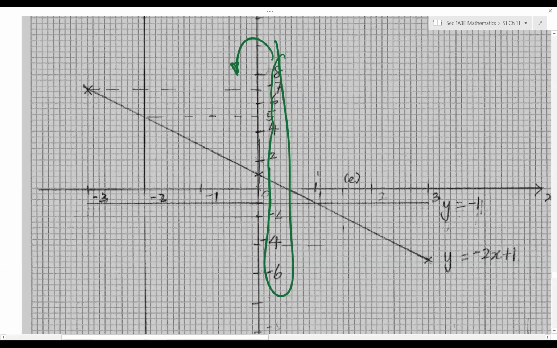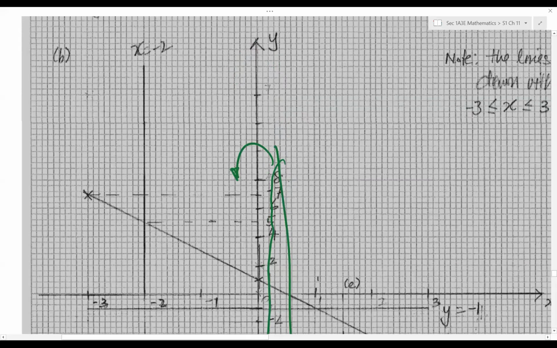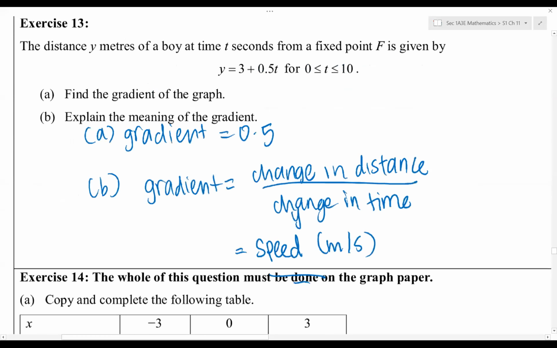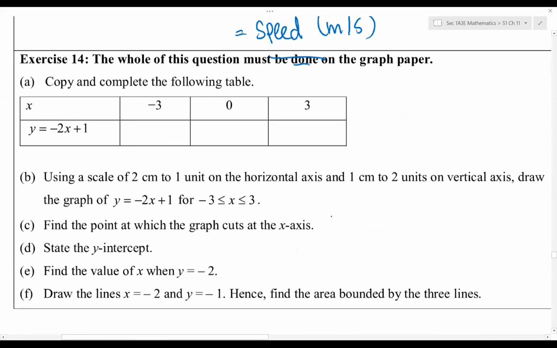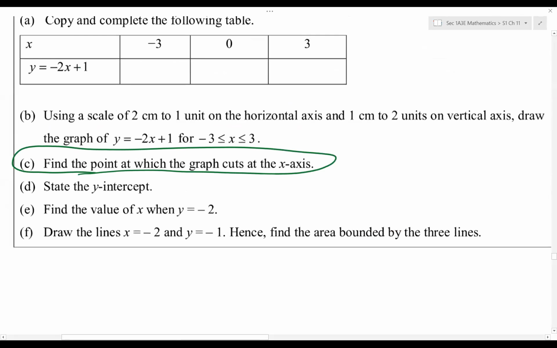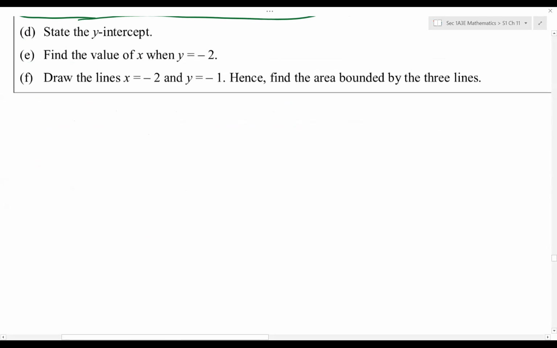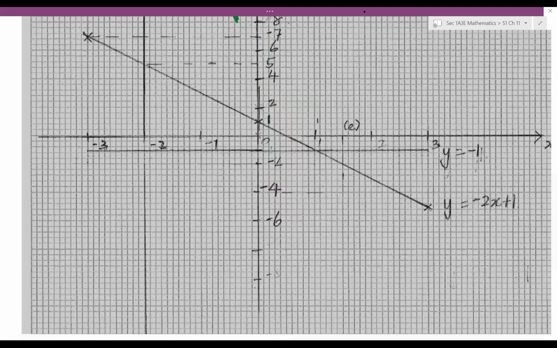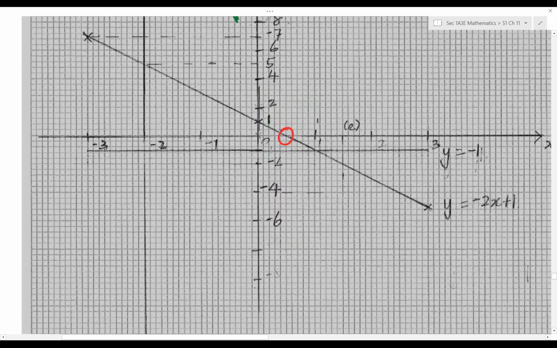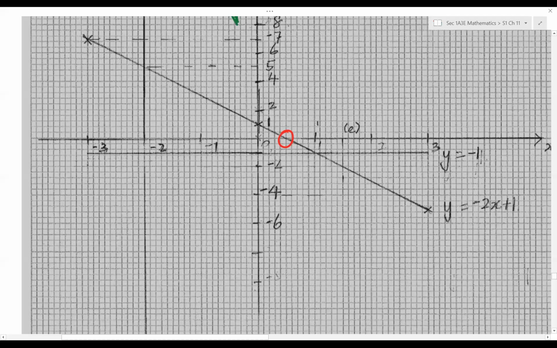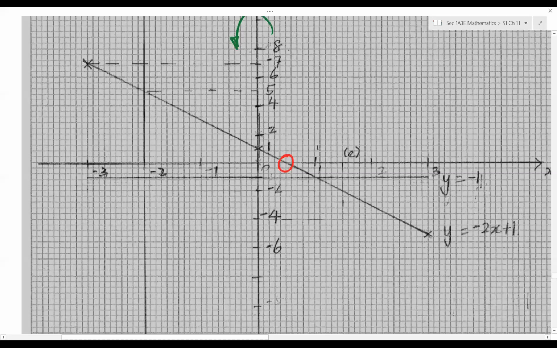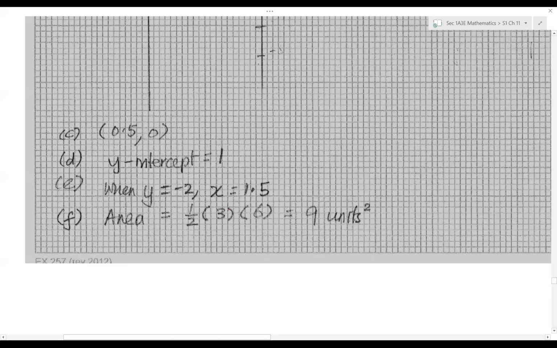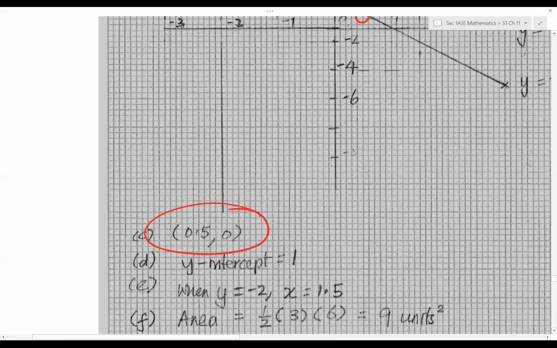Now, exercise 14 also required you to find out some information. Find the point at which the graph cuts the x-axis. So you have to identify where the x-axis is and find the point. This graph intersects the x-axis here. This is our point of intersection. So find the coordinates. Here. So 0.5, 0. It is at block 0.5, level 0.